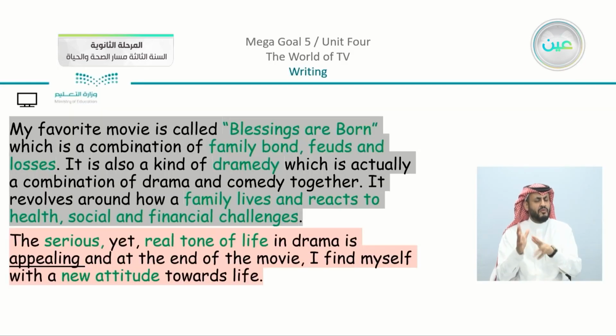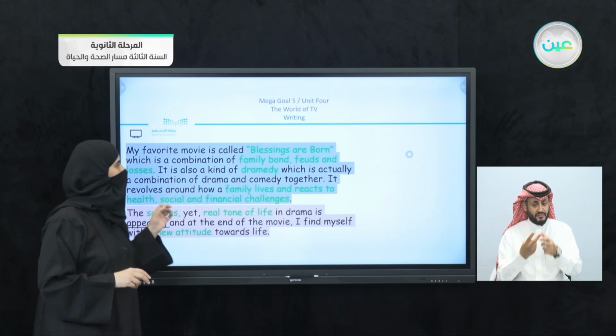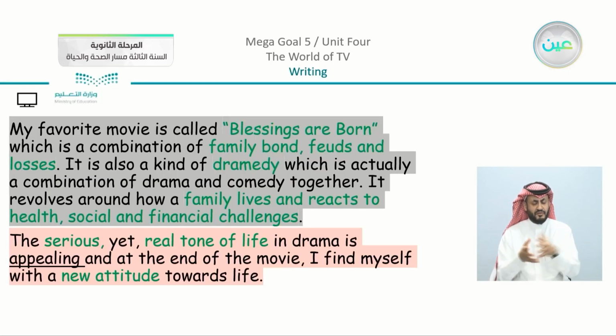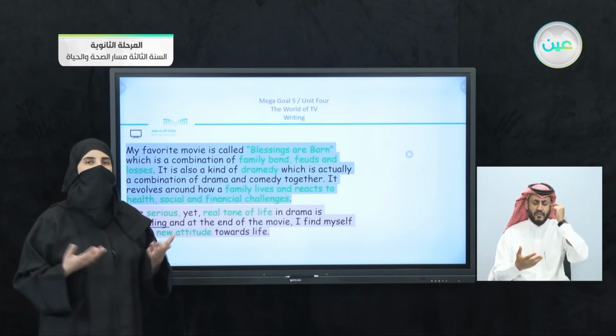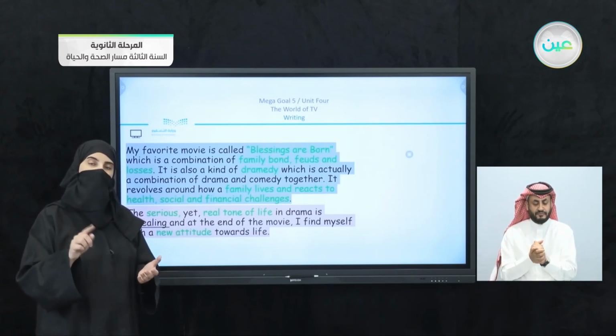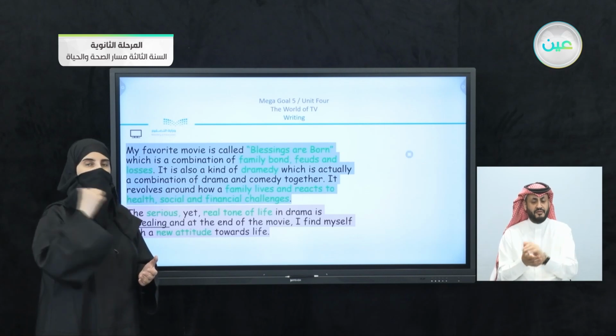So we have here, which is a combination of family bond, feuds, and losses. It is also a kind of dramedy. So we have your subgenre, which is actually a combination of drama and comedy together. It revolves around how a family lives and reacts to health, social, and financial challenges. So here, all the parts that I wrote in the green color are the main words that present my ideas and present what I am talking about. And you can see that they are the same words that I used in my chart.